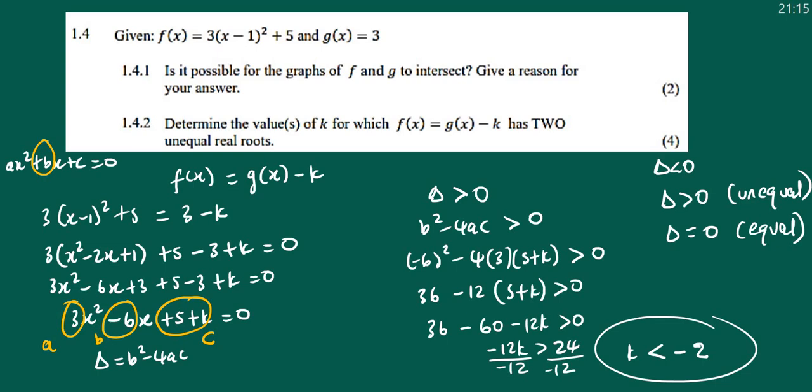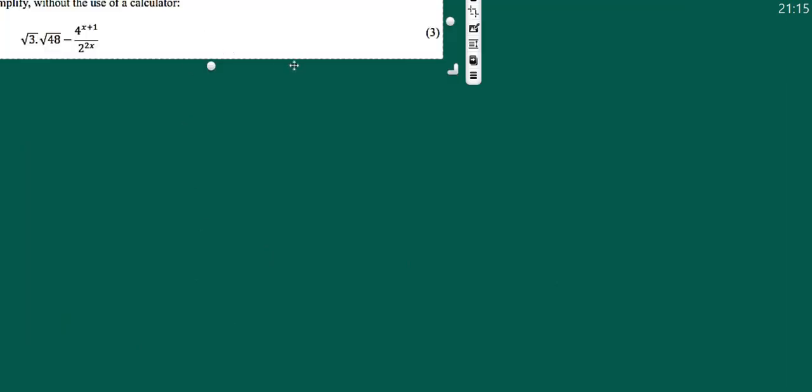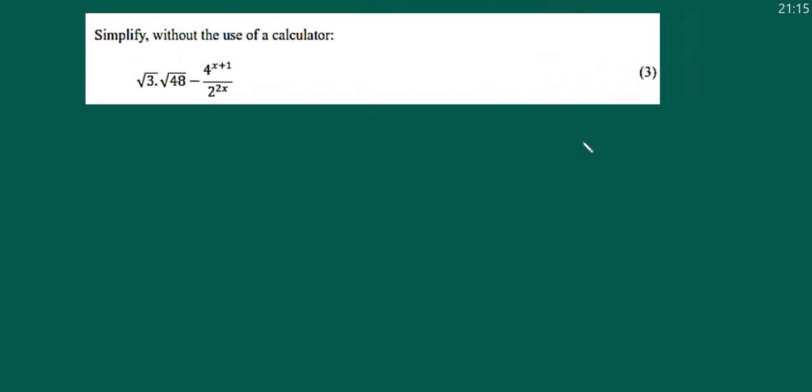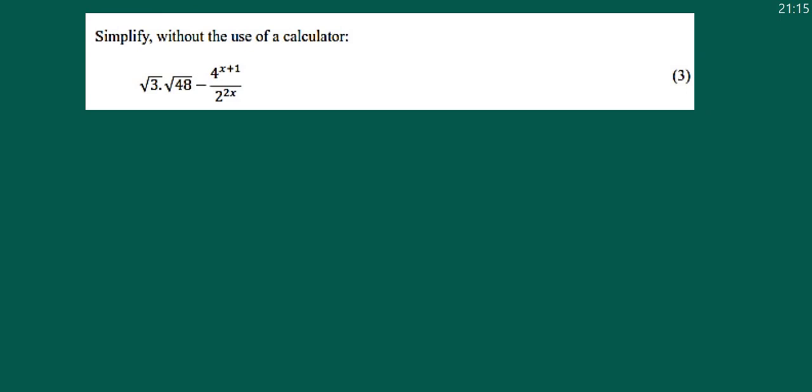Right, so let's look at this one before we go. This question says to simplify without the use of a calculator. Let's just play around with exponents and surds and see if we still remember. So here you have the root of 3 and the root of 48. How to solve this is that you're going to say this is the root of 3 times the root.